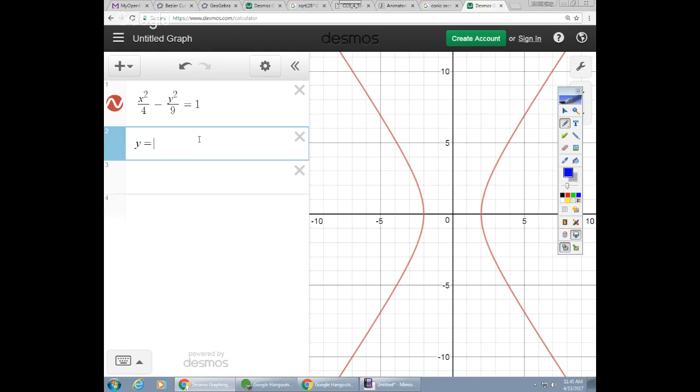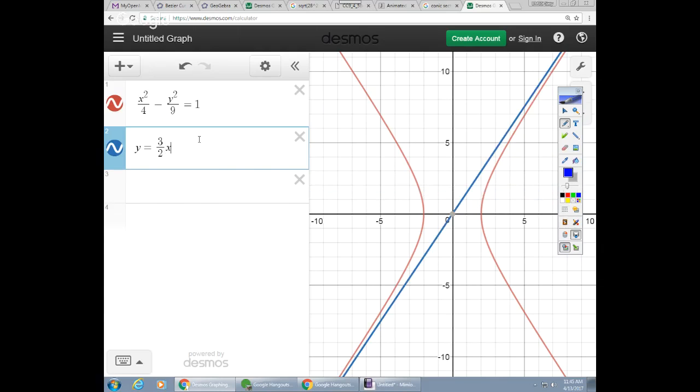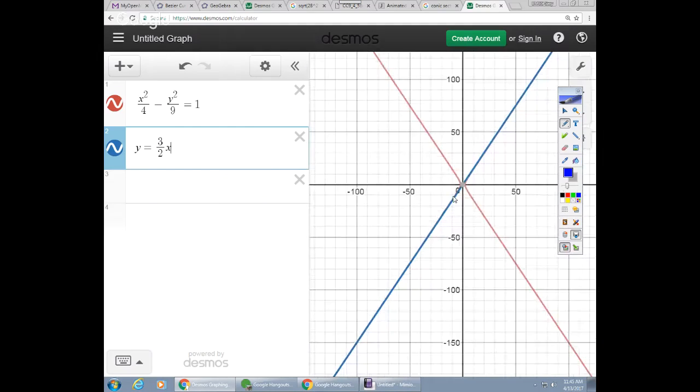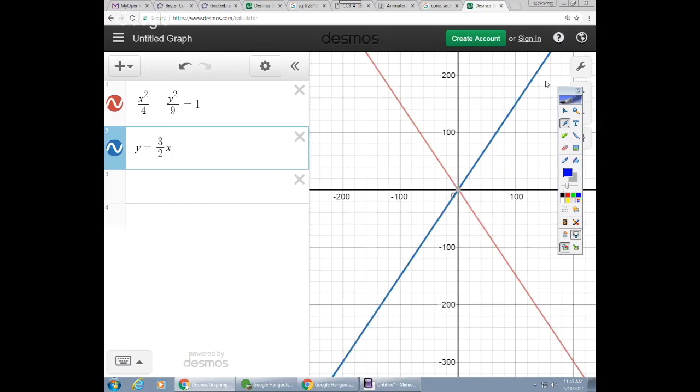So y equals 3/2 x. Here we can see that asymptote. And if I zoom out on this, the farther you zoom out, the function starts to look like those lines. Because remember, asymptotes represent big picture behavior, right? As x goes to infinity and y goes to infinity. So you can hardly tell the difference between them when you zoom out.